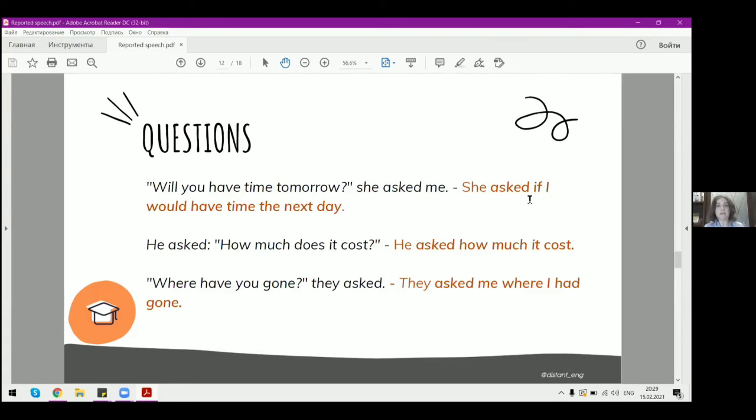So she asked me what? I would have time. Tomorrow we're changing into the next day. Okay, I would have time. It's clear. Future simple turned into future simple in the past. Yeah. Will have turned into would have. Okay. Tomorrow, according to the rule, turned into the next day. Fine. Why do we have if here?